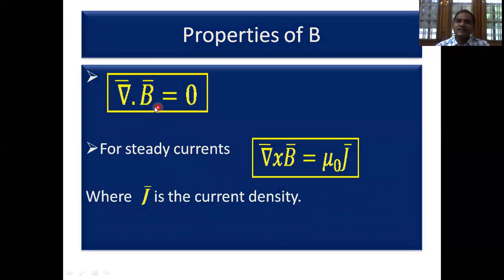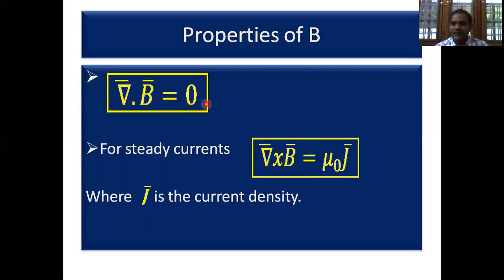So we write it as del bar dot B bar equals 0. Closed integral B bar dot ds bar equals 0. In differential form, you can write it as del bar dot B bar equals 0. That means the divergence of magnetic induction field strength is always 0.